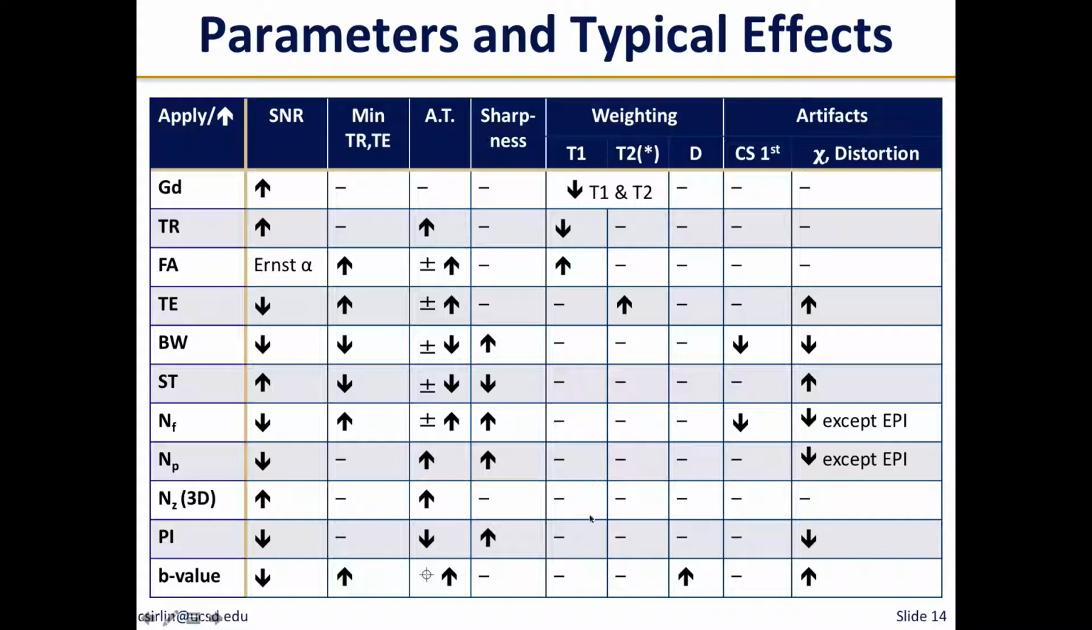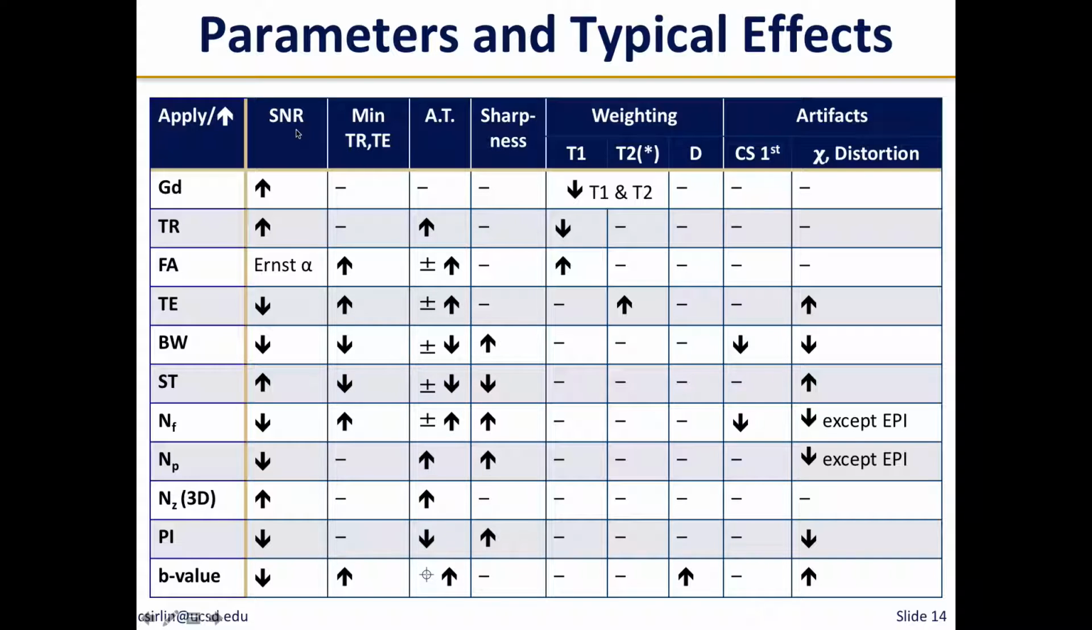And what we're doing here is we're going to look at the effects of either applying or increasing the following parameters. So if you apply or increase gadolinium, so if you give gadolinium, or increase the repetition time, or increase the flip angle, or the echo time, or the bandwidth, or the slice thickness, or the number of frequency encodes or phase encodes, or number of slices on a 3D acquisition, or if you apply parallel imaging, or if you increase the B value. So these are the parameters we're going to be manipulating.